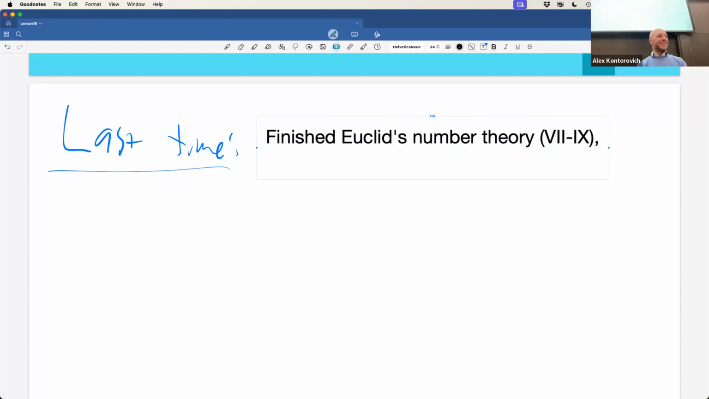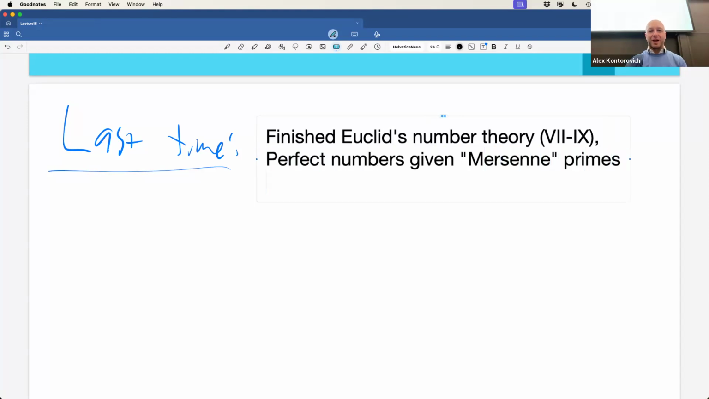1 + 2 + 4 + 8 + 2, etc., etc. Yes. The construction of perfect numbers given what are now called Mersenne primes. Okay. That's where we ended.